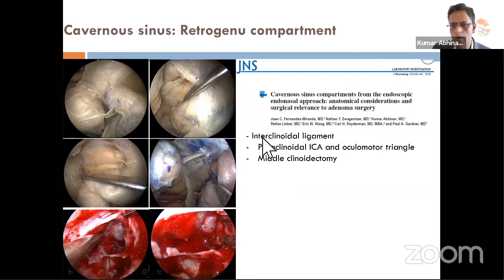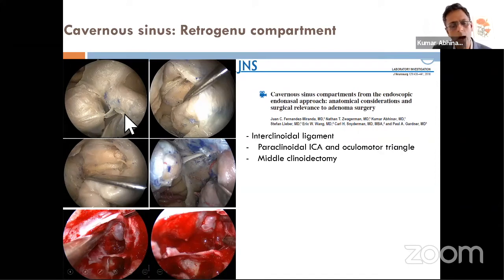So starting with the commonest compartment where we work, which is our retrogenu compartment, or the medial compartment. The important thing to understand, and this also blends in with the concept of transcavernous pituitary transposition, is that appreciation of that ring, and the fact that you have two layers of dura here: a periosteal layer that blends in with the floor, and then the meningeal layer, which is going on the medial side.